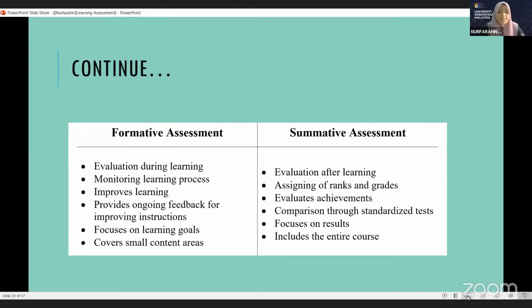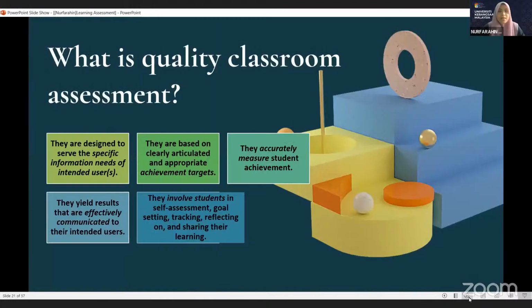and it includes the entire course. So it assesses more components of the learning contents. Okay, this is the third component that we are going to cover in this slide, which is what is quality classroom assessment.